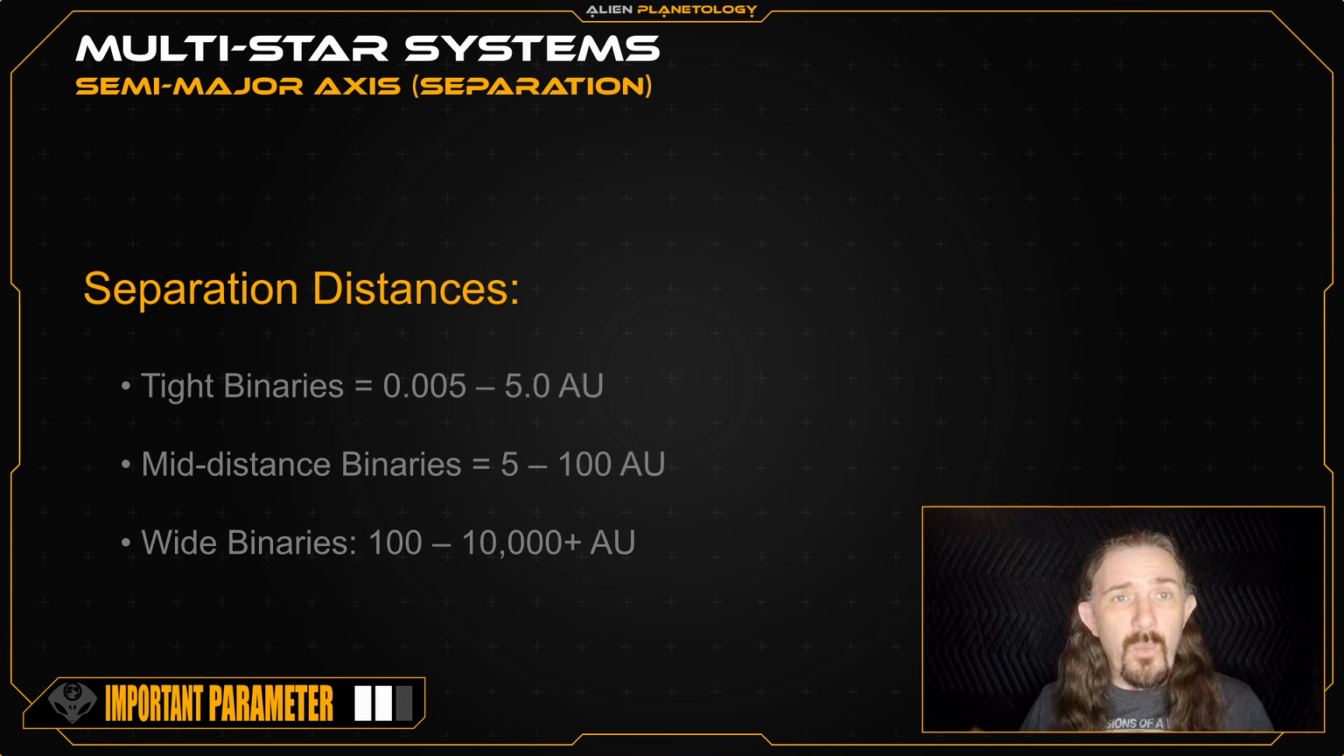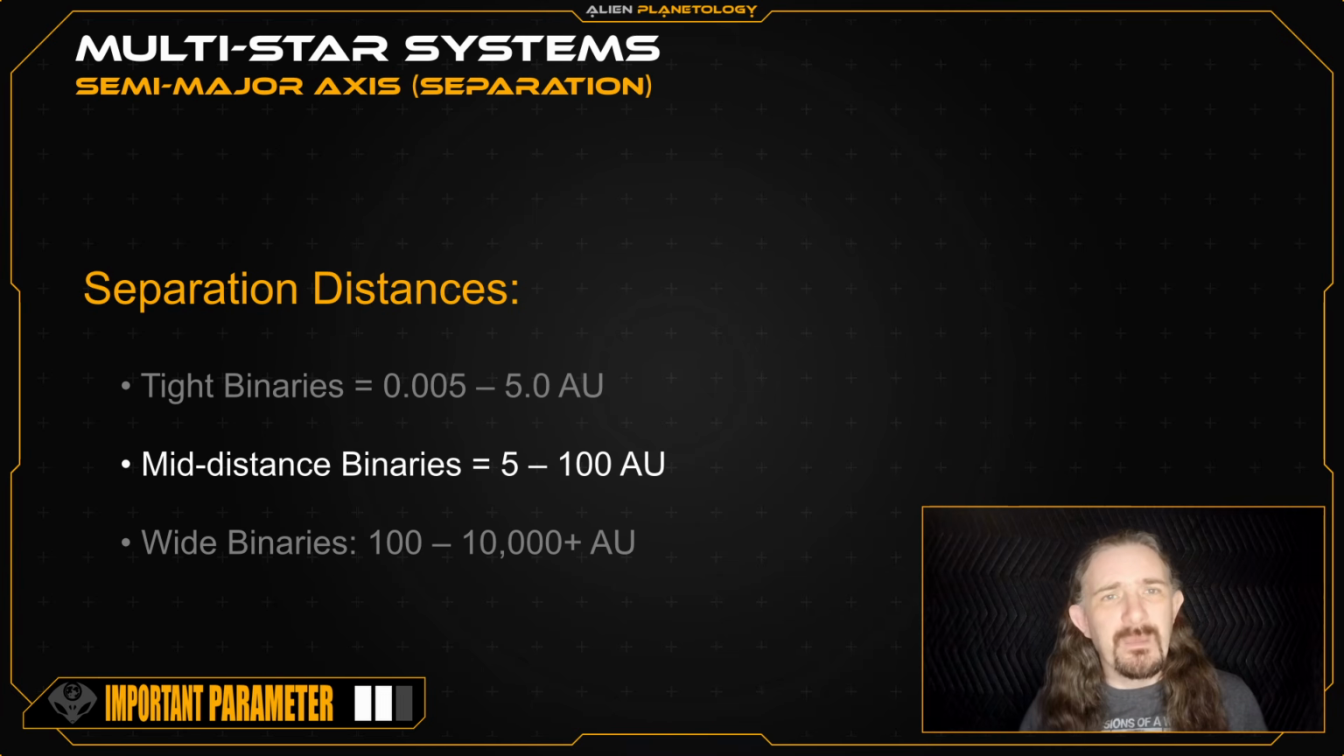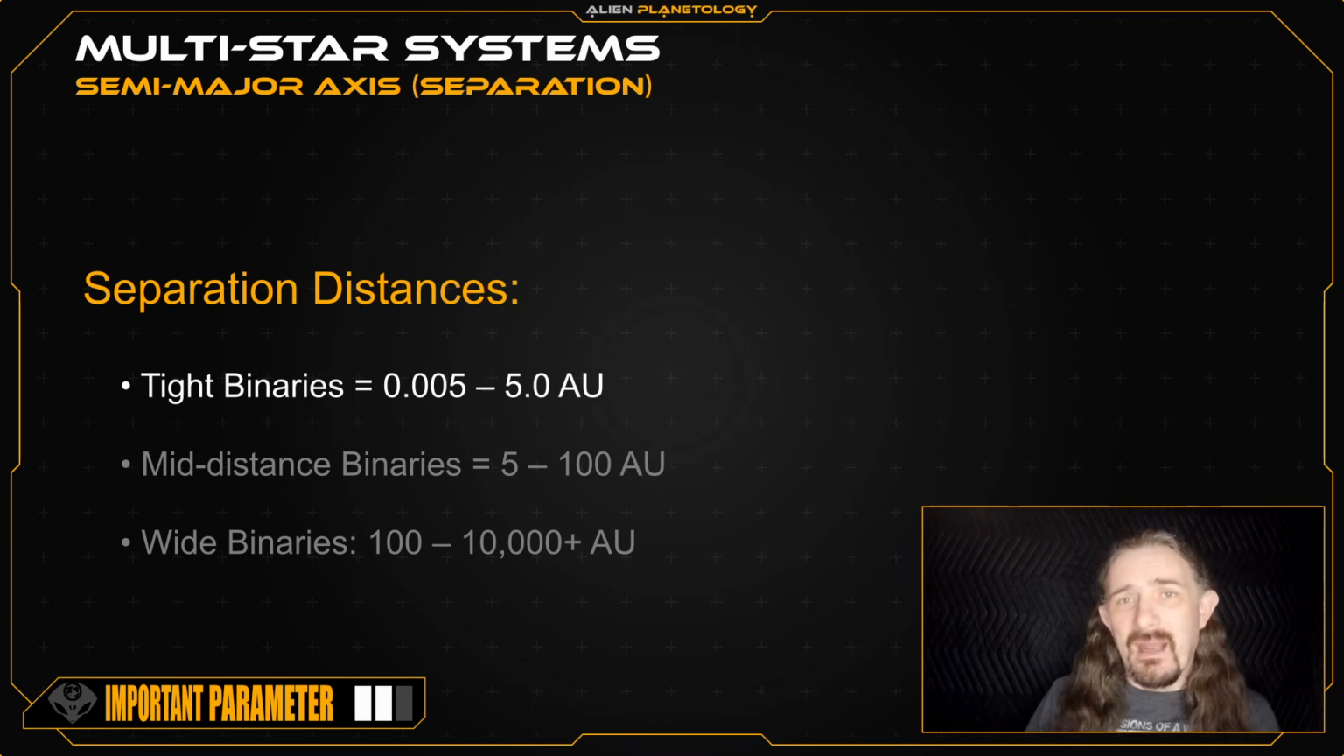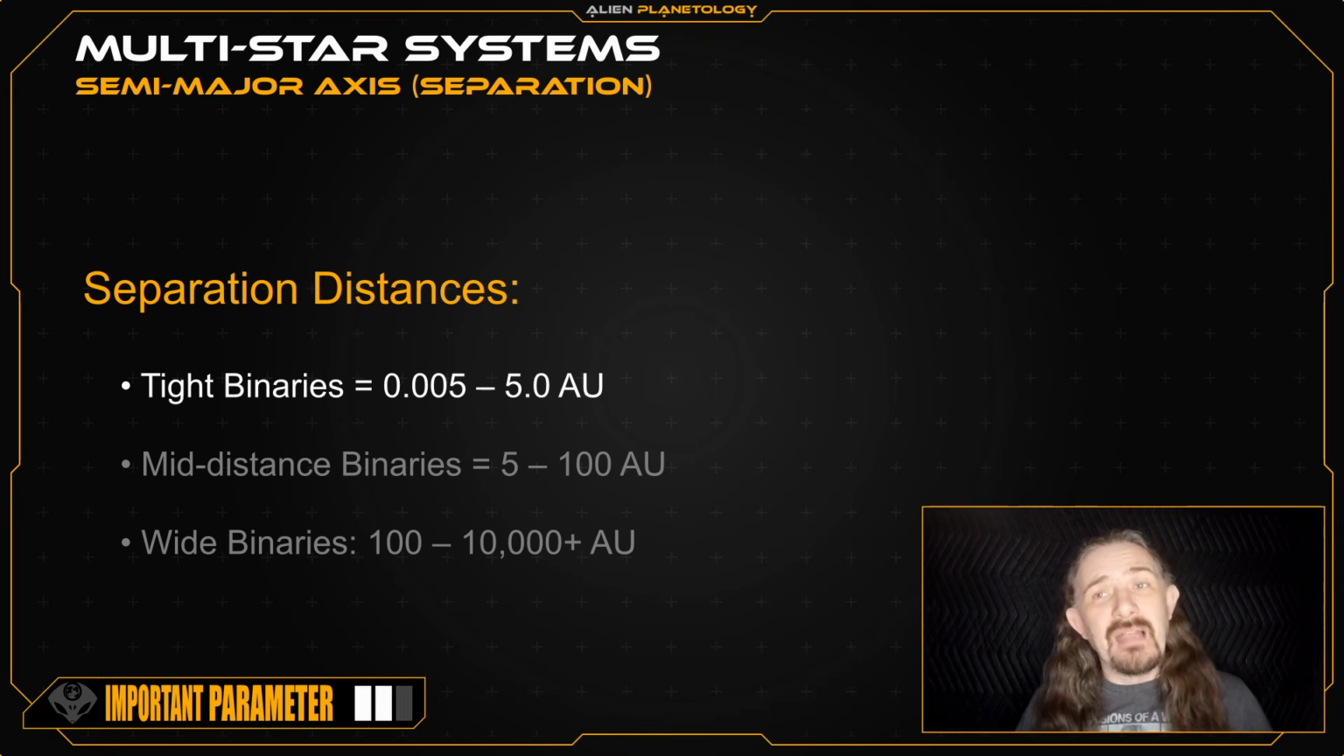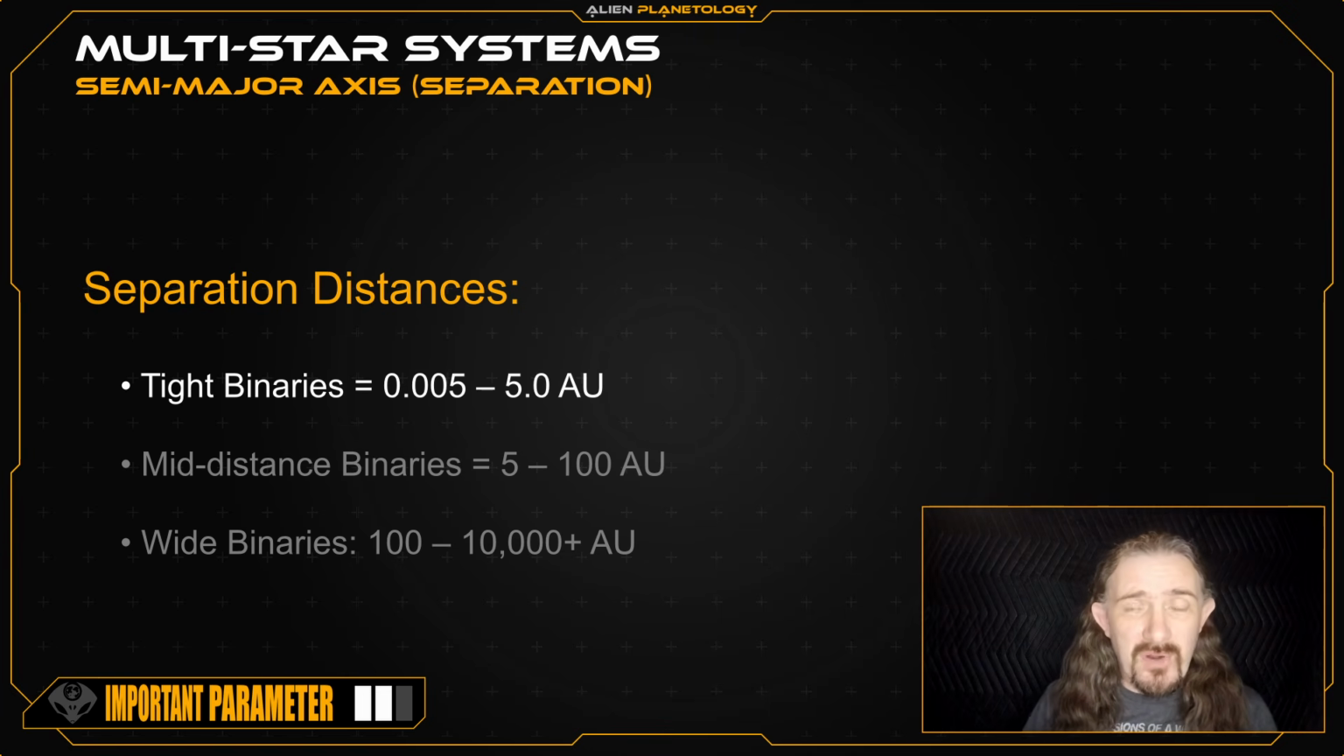So if you're building a wide binary system, your semi-major axis should be between approximately 100 and 10,000 AU. If you're building a mid-distance binary system, the separation should be between approximately 5 and 100 AU. But if you're building a tight binary system, it gets a bit trickier, as the range could be anywhere between 0.005 and a full 5 astronomical units if the stars are on the more massive side.